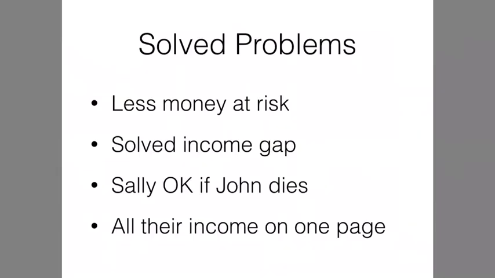So here's what the income assessment does for you. It helps you solve problems. And in John and Sally's case, now they have less money at risk because they moved some money from the red and put it into the green. We solve their income gap problem, so the income they'll get when they retire is enough to meet their expenses. Sally's in a much better position if John dies at age 75, and they're able to see all their income for the rest of their life on one easy-to-read page.